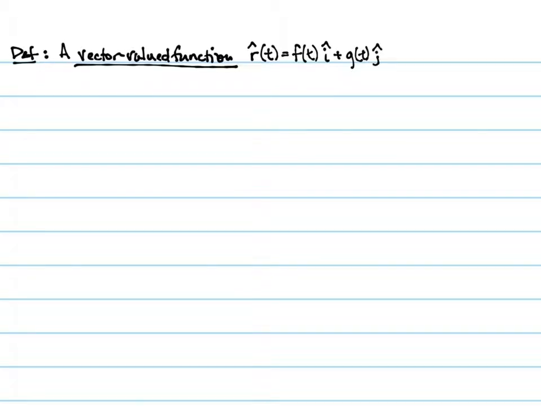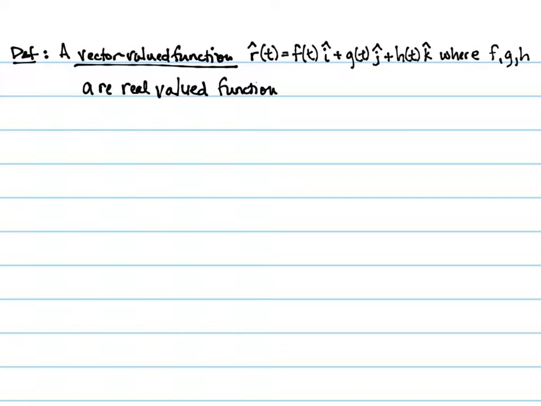A vector valued function R of t, okay, so it's a vector function, equals f of t i plus g of t j plus h of t k, where f, g, and h are real valued functions of the parameter t.